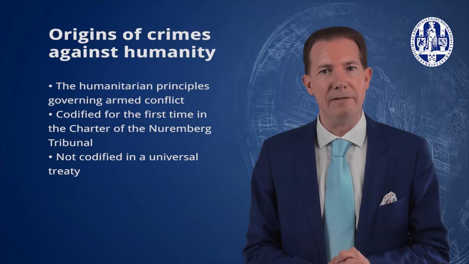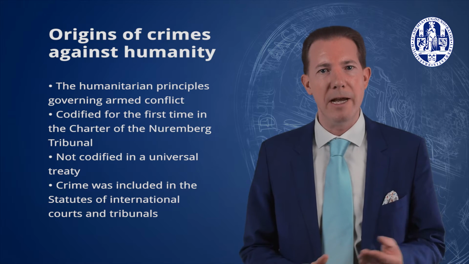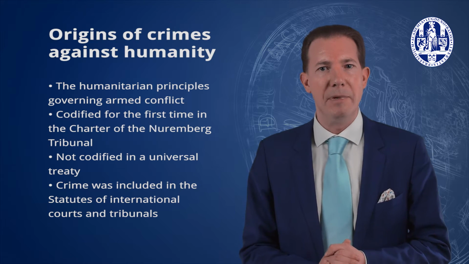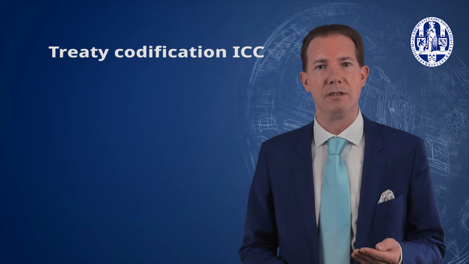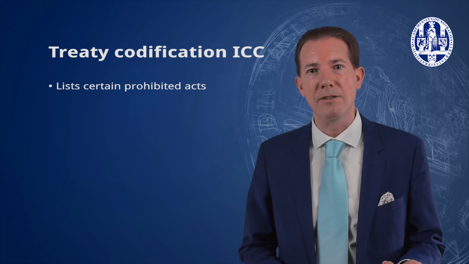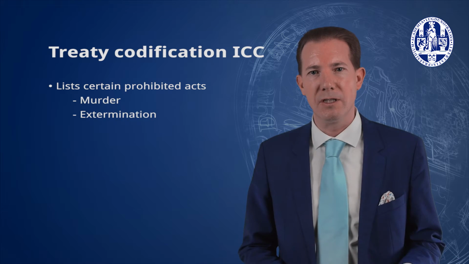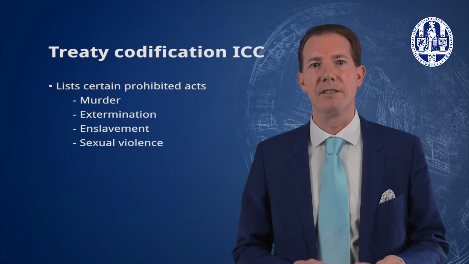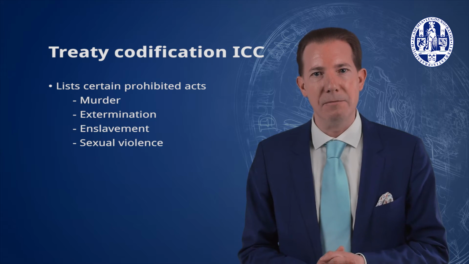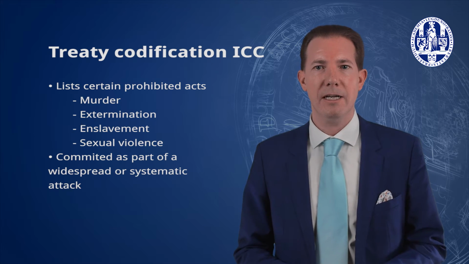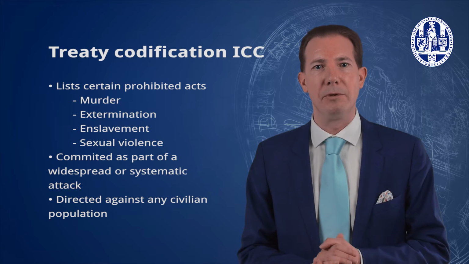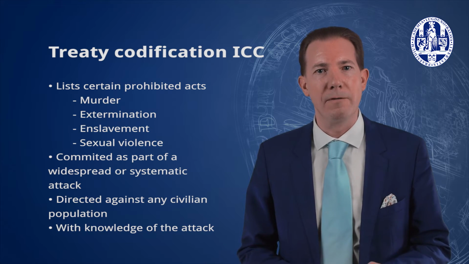The crime was, however, included in the statutes of the major international criminal courts and tribunals because of its recognition under customary international law. The statute of the International Criminal Court contains the most comprehensive treaty codification. It lists certain prohibited acts such as murder, extermination, enslavement, or sexual violence. They qualify as a crime against humanity if they're committed as part of a widespread or systematic attack directed against any civilian population with the knowledge of the attack.